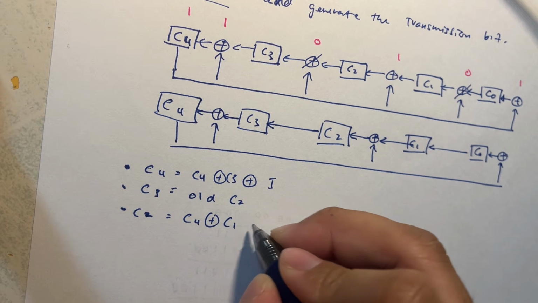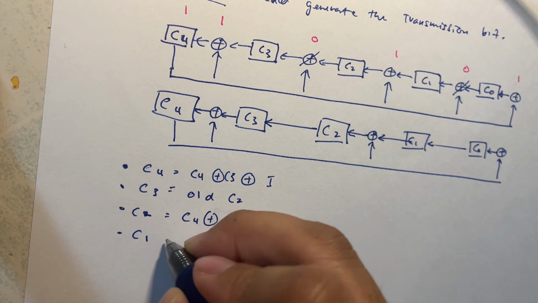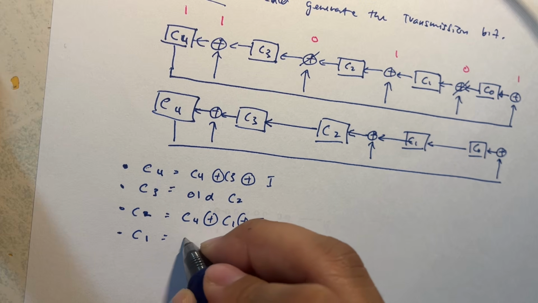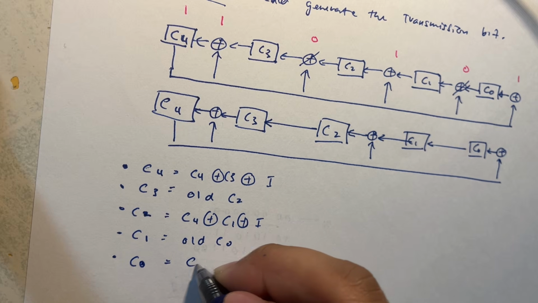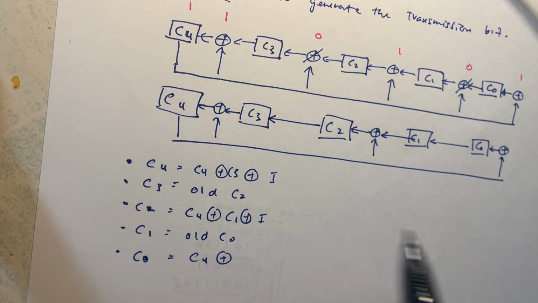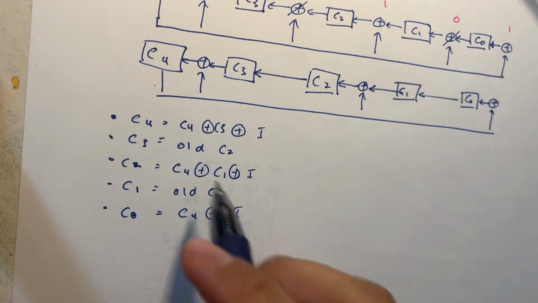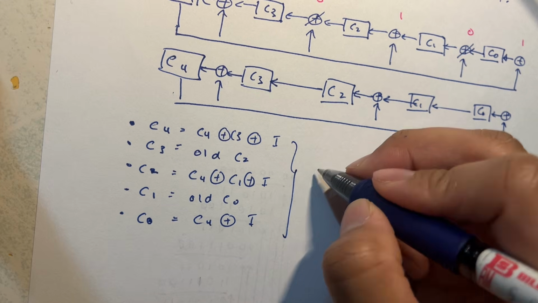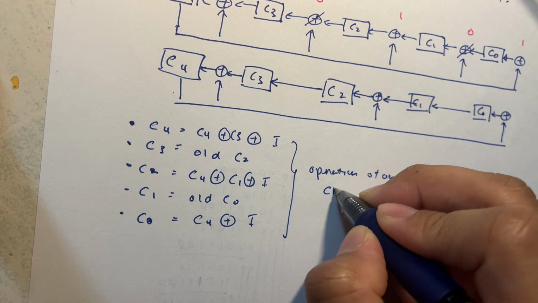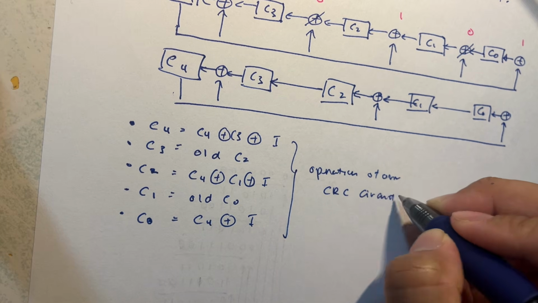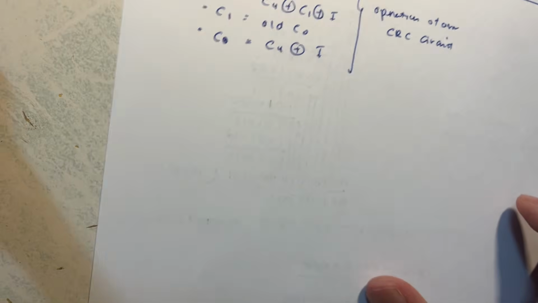Okay, and then C1 is C0 XORed with initial. Then C1 is equivalent to the old C0, and lastly C0 is C4 XORed with the initial value. So this is how the operation of our CRC circuit works. Ta-da! Right. Okay, now we need to generate a table.